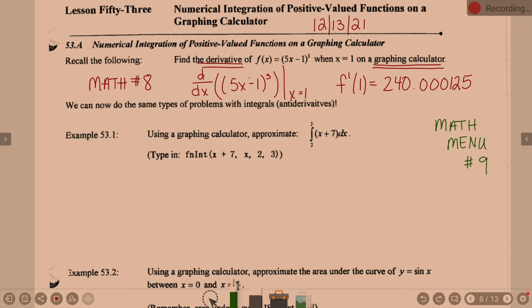Notice it brings up an integral. You're just filling in the pieces. So fill in your 2, fill in your 3, fill in your function, and fill in what variable we are integrating with respect to, dx. Does your answer match my answer? I thought you were telling me no at first.